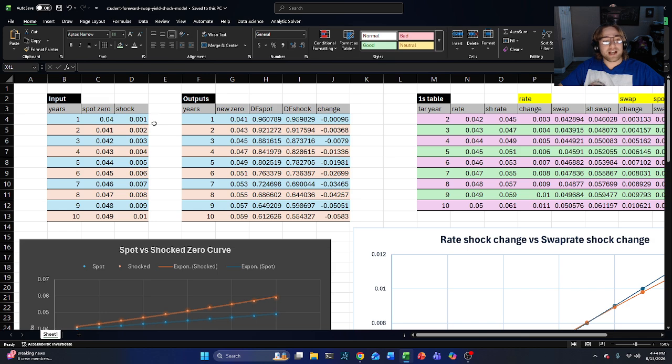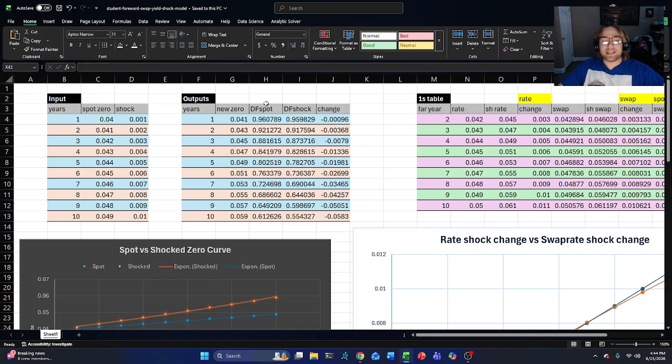And for the shock, we're going to do a bear steepener. So the ones are going to experience about 10 basis points, 2s 20, 3s 30. You can see where I'm going with this. And with our outputs, we put in our new zero rate. So our new zero after that shock's going to be like 4.1 for the ones, all the way to 5.9 for the 10s, or 5.9%, because we're using decimals.